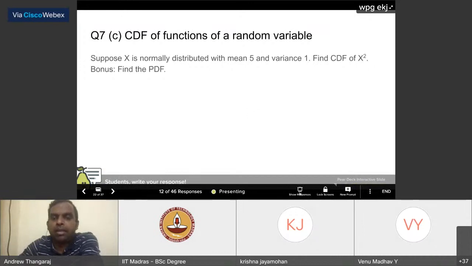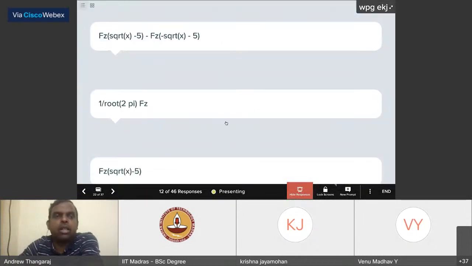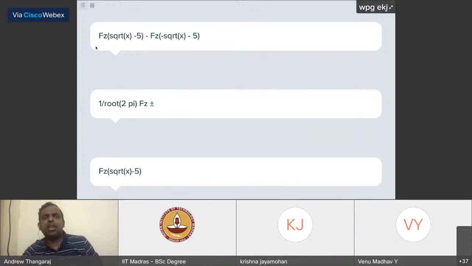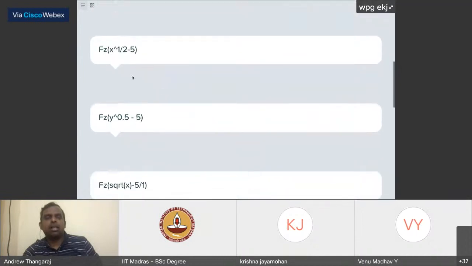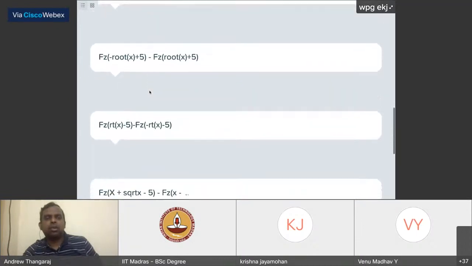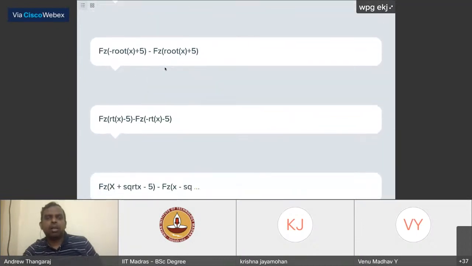Okay, so there are about 12 answers. Let me just see how they got it. Yeah, so I think the first answer is correct. There's no 1 by root 2 pi and all. See, this capital FZ is the CDF of the standard normal. It's not 1 by root 2 pi. You have to do some integration. It's not possible to write it. The first answer is correct: FZ of square root of x minus 5 minus FZ of minus square root of x minus 5. A lot of people have got that right. The other one is not correct. So some people have got it right.